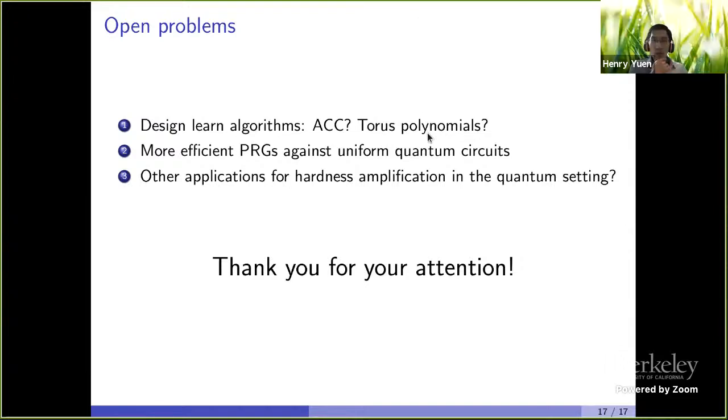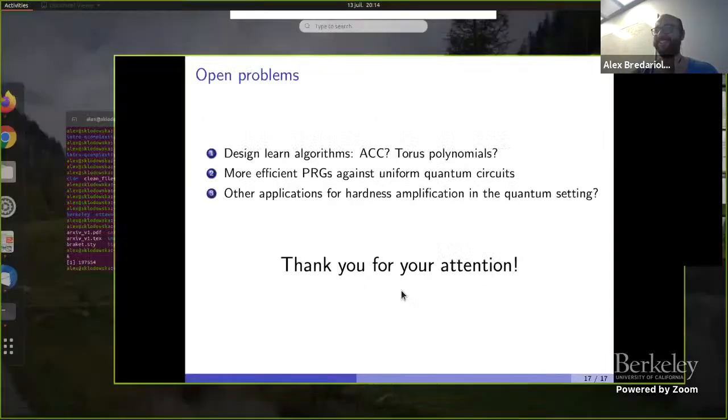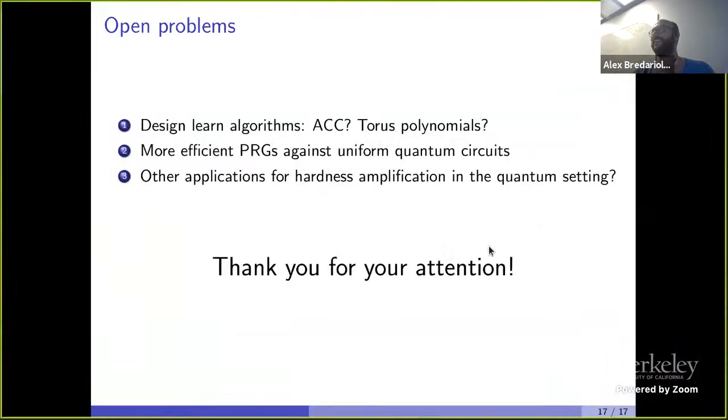What's a torus polynomial? Good question. I don't know if Igor is around or Igor knows it. Apparently, this is something intermediate between ACC and TC1, so something intermediate between these two circuit classes. Oh, cool.